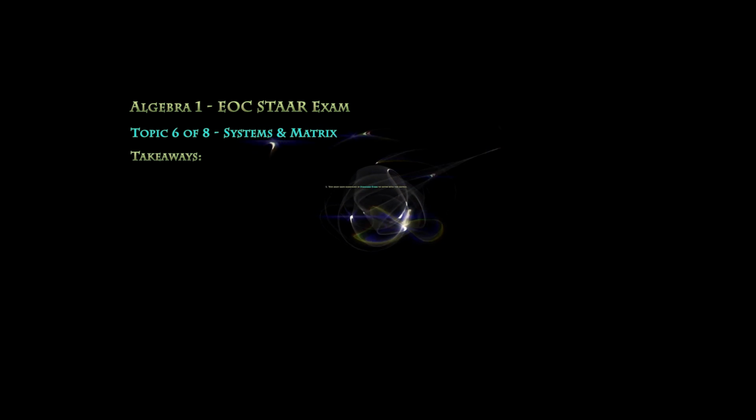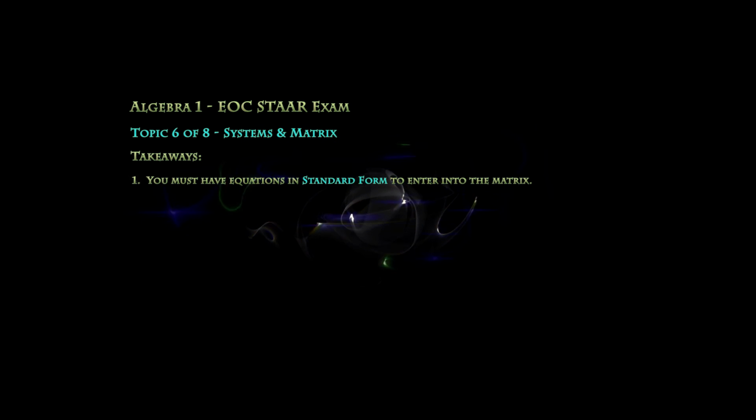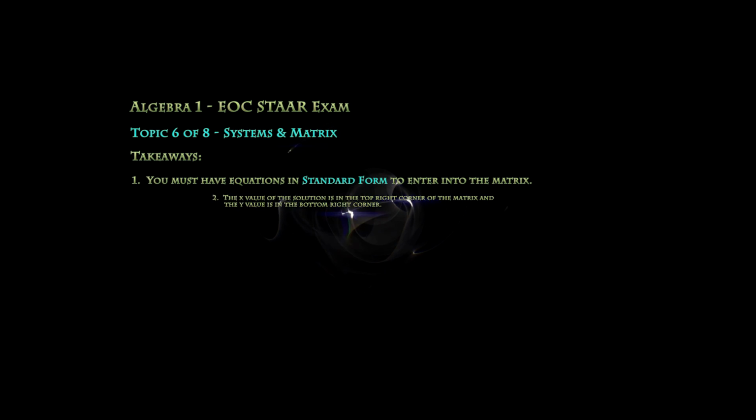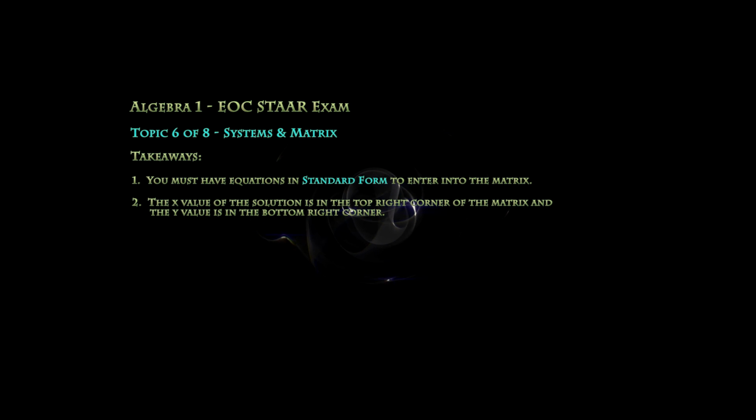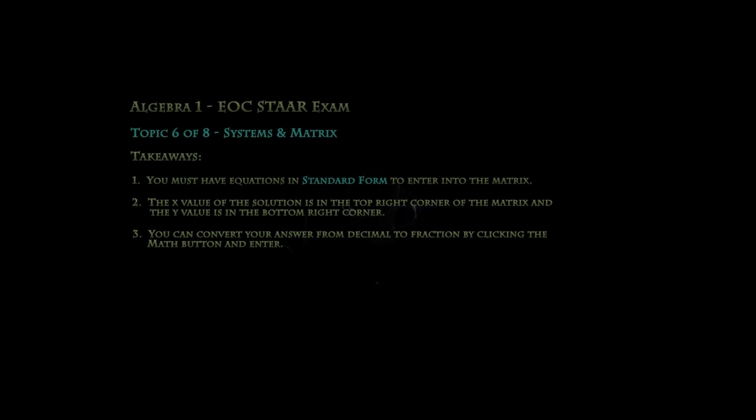Topic 6 of 8, Systems and Matrix. Takeaways. 1. You must have equations in standard form to enter into the matrix. 2. The X value of the solution is in the top right corner of the matrix, and the Y value is in the bottom right corner. 3. You can convert your answer from decimal to fraction by clicking the Math button and enter.